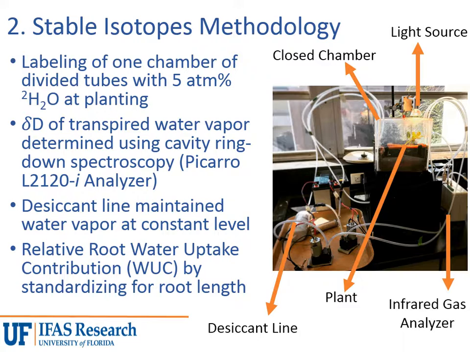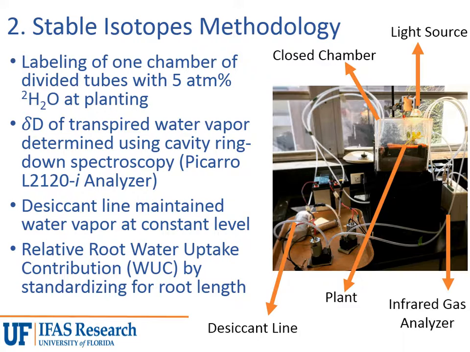And then for our second objective, we utilized the same tube system, but we took these tubes and put them into this very complicated looking experimental setup here. We labeled one side of these divided chamber tubes with 5 atom% deuterium at planting. And then we attached this closed chamber onto the top of the tube.